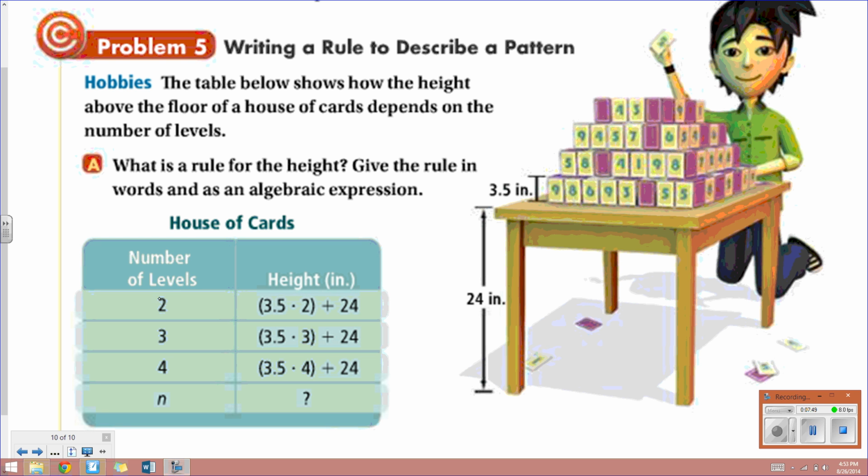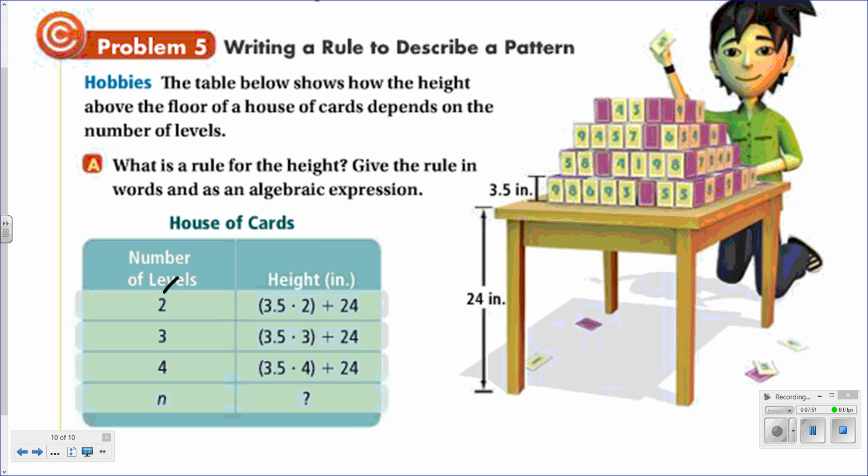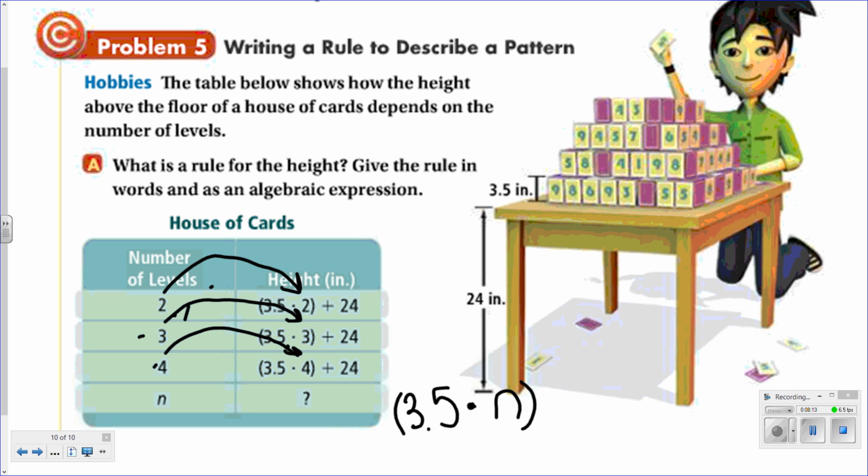And so notice that 2 connected to that 2, 3, 3, 4, and 4. So if you see the pattern, if we have n number of levels, it's going to be written as 3.5 times n plus 24. Notice it's plus 24 because 24 is the given height of your table.